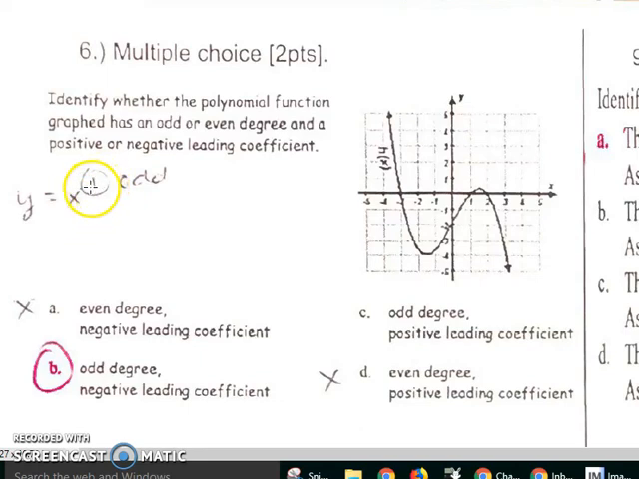So this one is just like a linear odd, negative leading coefficient, starts up, ends down. So we have a negative leading coefficient, that would be b, and it's also odd because, again, linear starts just like a straight line this way. So your answer is b.